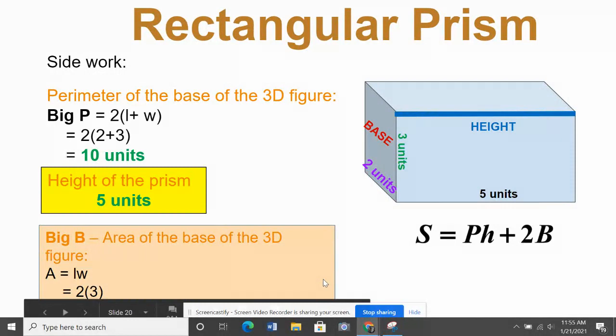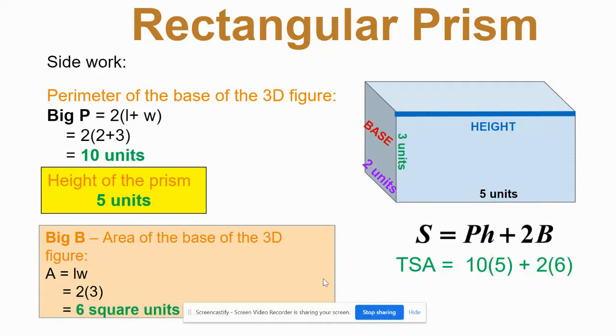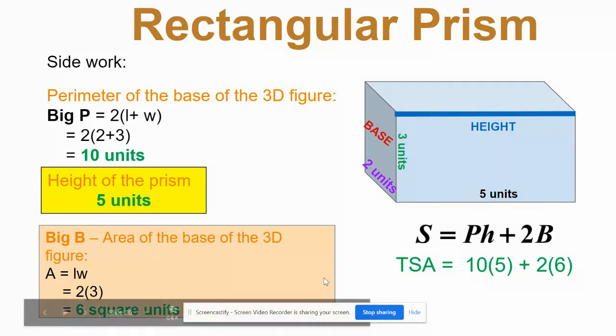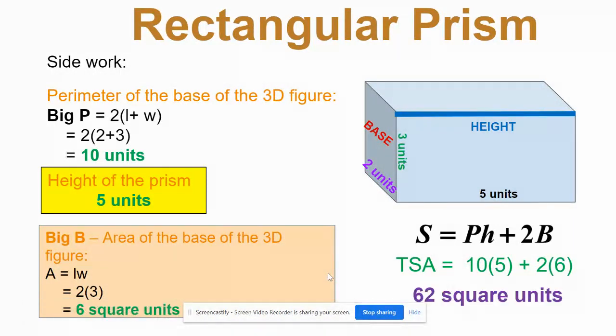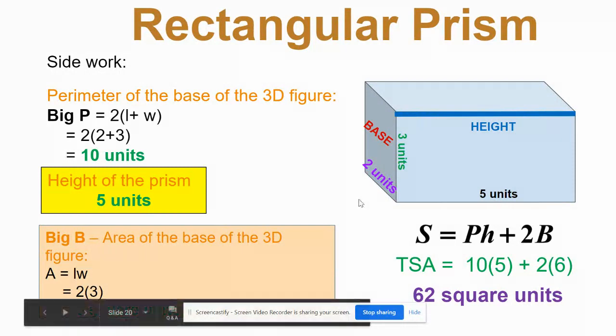So the perimeter of the base is 10 units. The height of the prism is 5 units. And big B is 6 square units. Substitute those values, calculate, and I get 62 square units. So for example, if I wanted to wrap or cover this rectangular prism, it will take 62 square units of material or paint to cover.